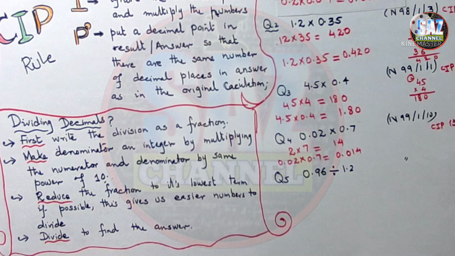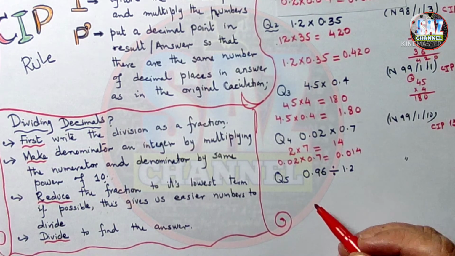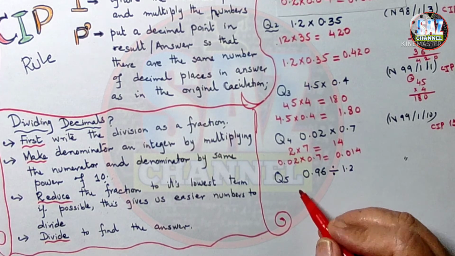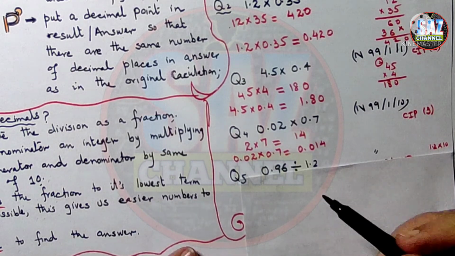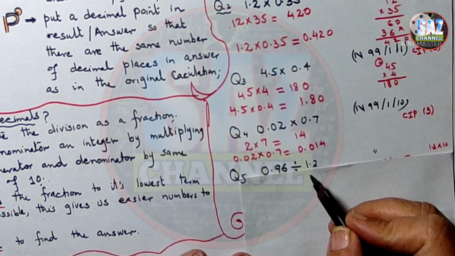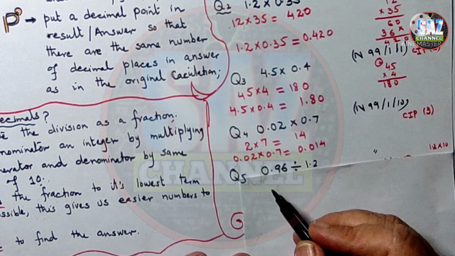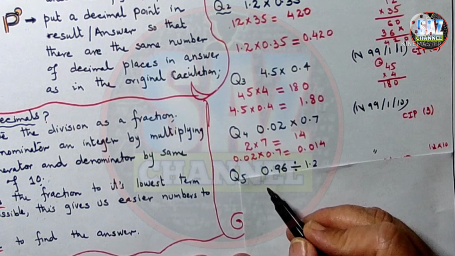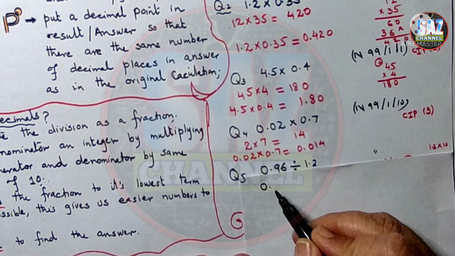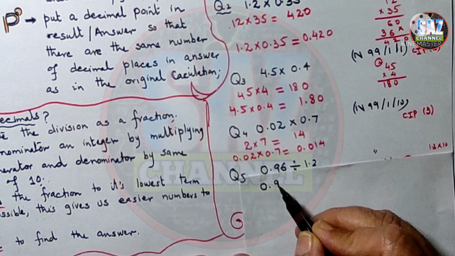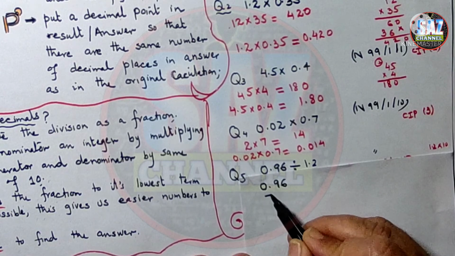Okay, this was the practice of multiplication questions with decimals, and now it's the time to apply the division rule as well. Let's move to the last question of the exercise in today's class, that is 0.96 divided by 1.2. The first step was that we have to write the division sign as a fraction. So the question will take the form 0.96 divided by 1.2.